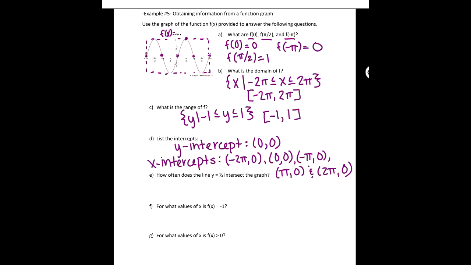Now, how often does the line y equals 1/2 intersect the graph? If I drew a horizontal line for y equals 1/2, I want to count how many times it crosses. Well, it crosses here, once, twice, 3 times, 4 times. So it crosses 4 times.